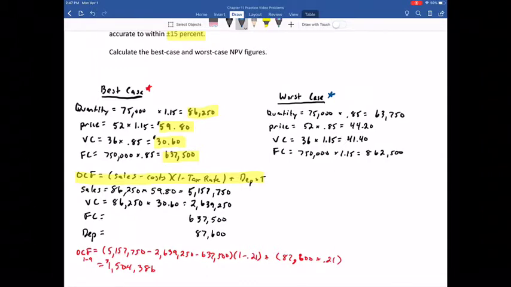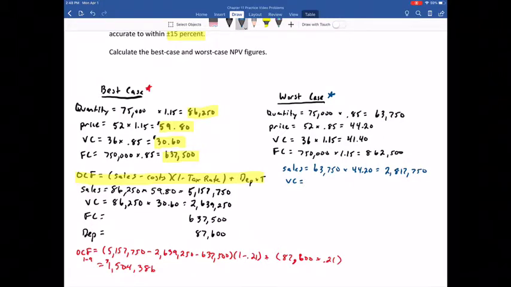So again, I will use the tax shield approach. Before I use the tax shield approach, let's go ahead and calculate what our sales figure would be in this worst case scenario. Worst case number of units was 63,750 units at the lowest price possible of $44.20. Worst case scenario, our sales figure would be $2,817,750. Now let's calculate our variable costs and our fixed costs under each of these scenarios.